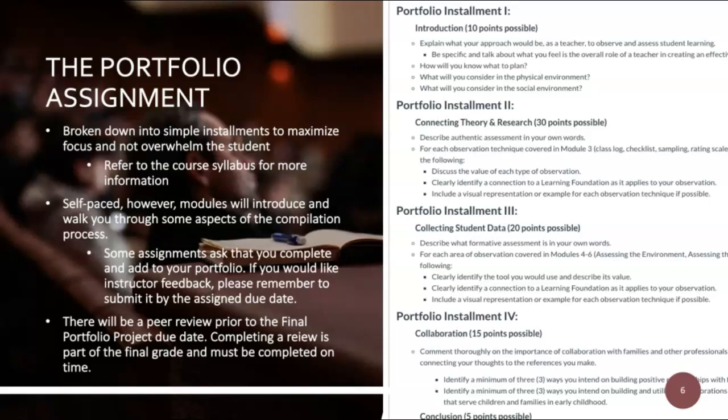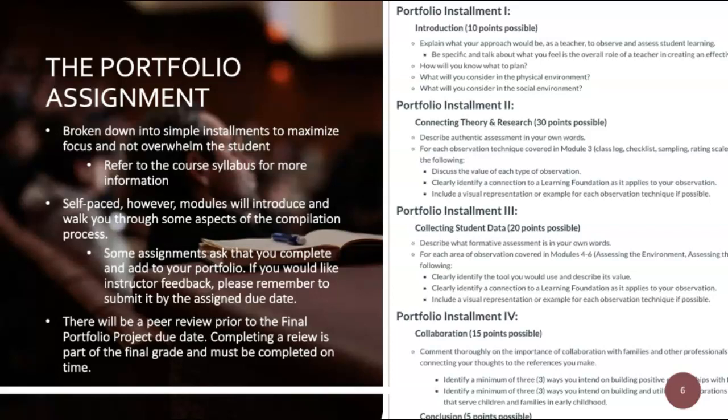Prior to us coming to the end of our course, there will be a peer review process where your portfolio should be as complete as possible, and that is part of your final grade. So please be sure to stay on top of the calendar and when assignments are due. Let's take a look at the first few installments.